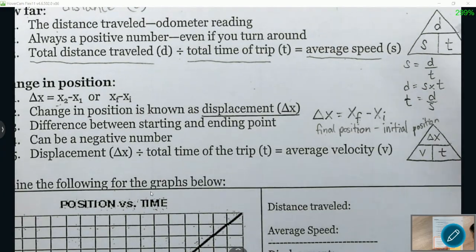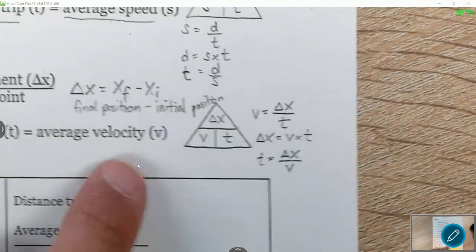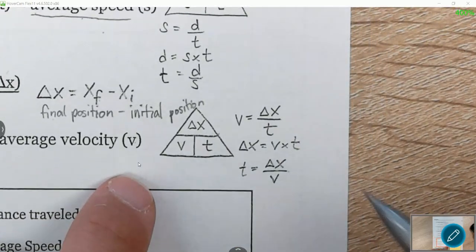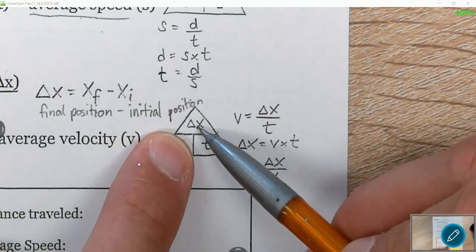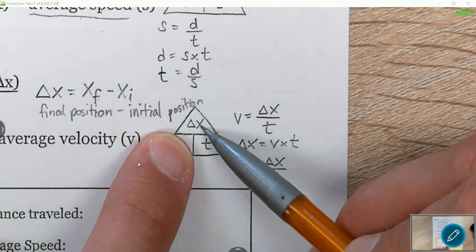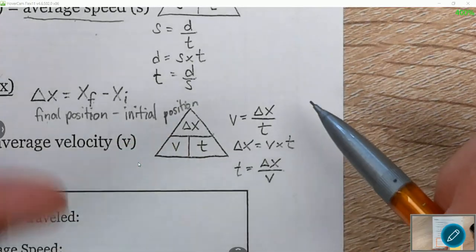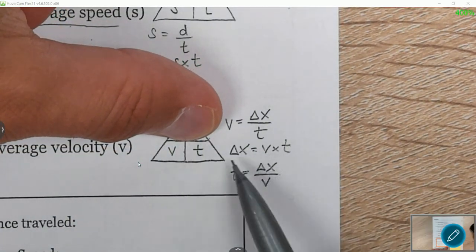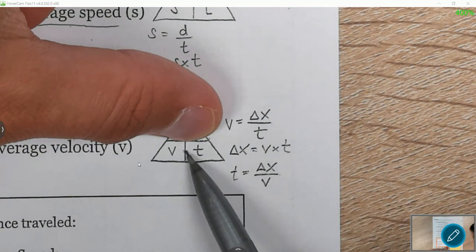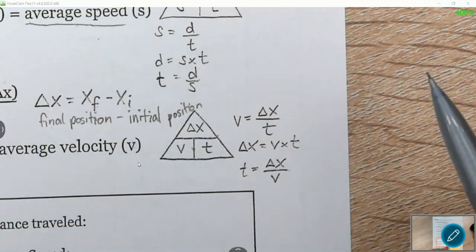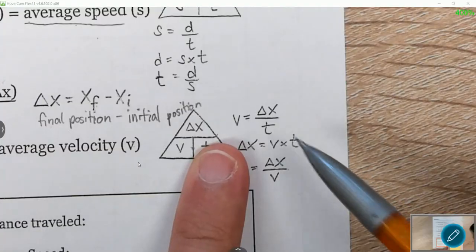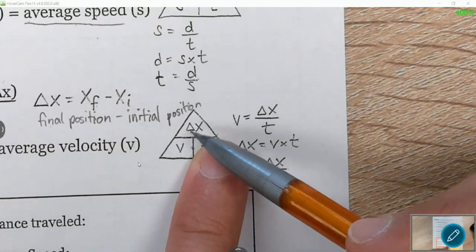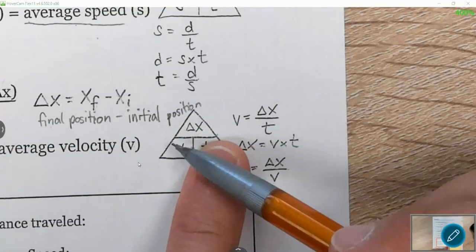And so that equation, if we throw it into the triangle, velocity is delta x, which is displacement, divided by time. If you're looking for displacement and you know the velocity and time, you multiply velocity times time. If you're looking for time and you have displacement and velocity, cover up t, and what's left over is delta x divided by v.